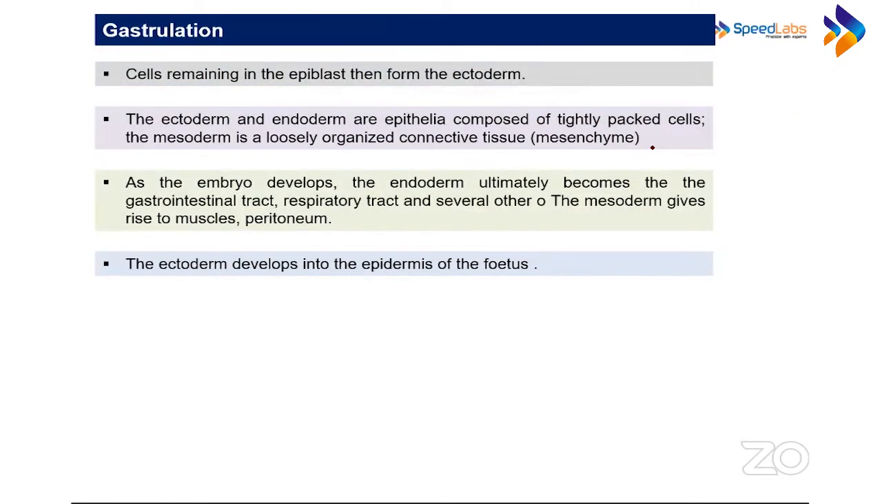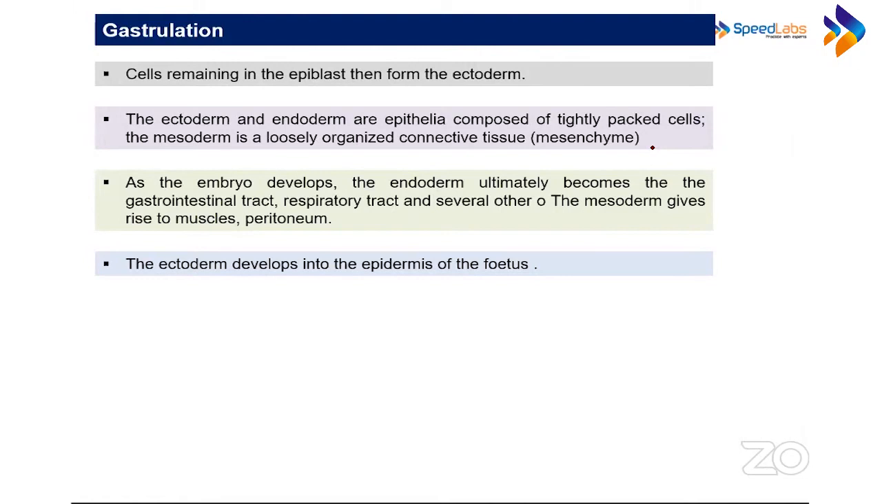Now coming to gastrulation. Till here, it was crystal clear to you. What is gastrulation? I have told you what is gastrulation. The development of the three germinal layers is known as gastrulation. When does gastrulation start? After the blastocyst stage. What happens after the blastocyst stage?